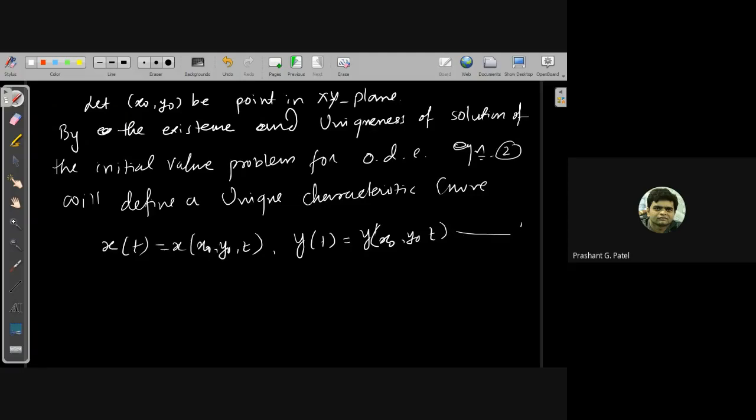And I'll call this equation number 4, such that x of 0 is equal to x0, that is the initial condition that we have, y of 0 is equal to y0. Suppose now we have assigned the values at 0 for z of xy at x0 y0.